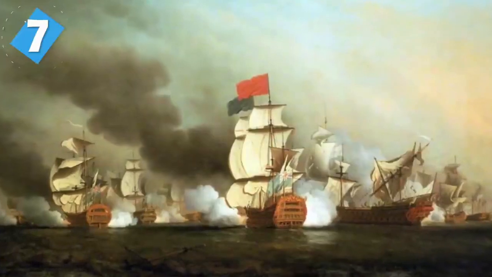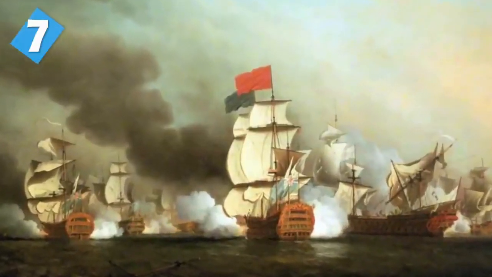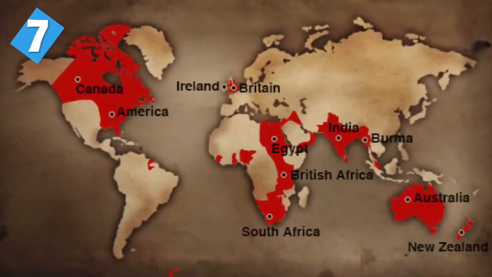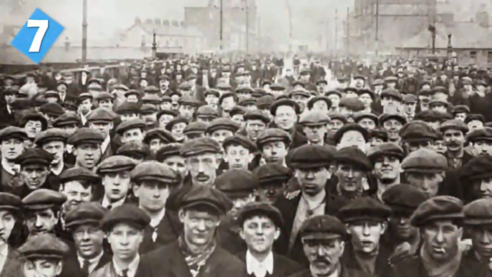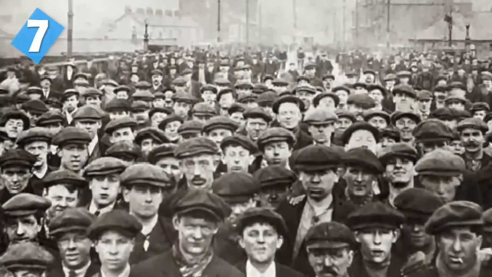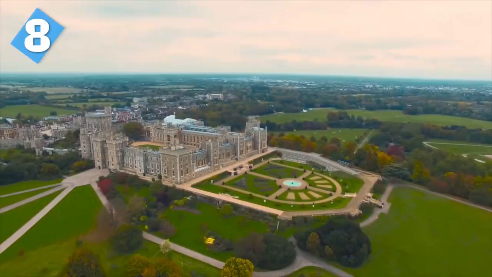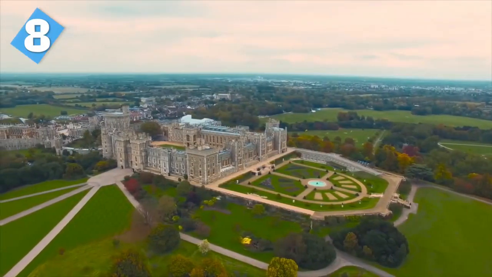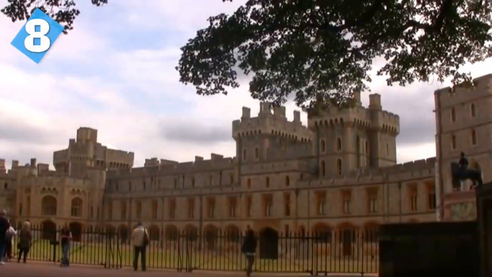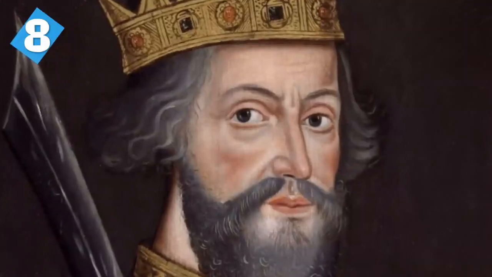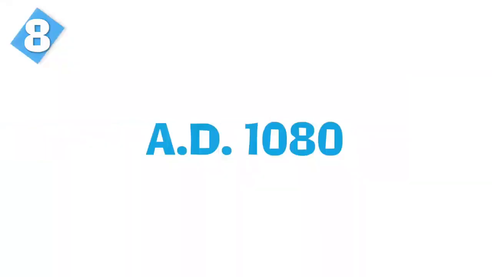Did you know that at its peak in the 18th century, the British Empire stretched across 20% of the world's surface? And at the time, it contained a quarter of the world's total population. The Windsor Castle is the largest royal home in the world, as well as the oldest continually inhabited royal residence in Britain. It was built by William the Conqueror around AD 1080.